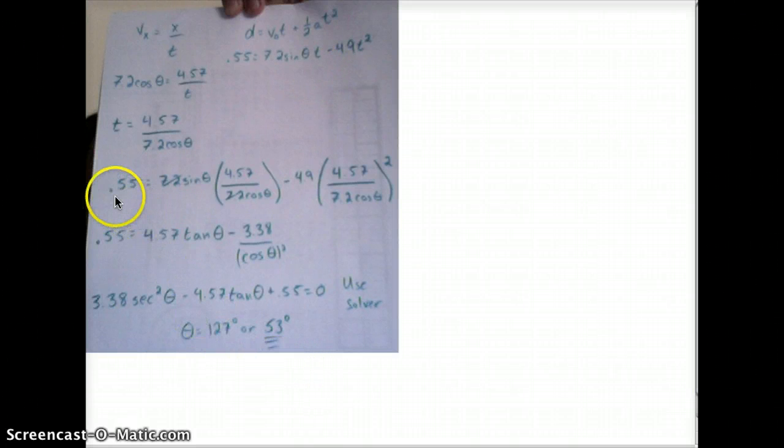After I've done that, I have 0.55 equals, the 7.2's cancel, and I know sine over cosine is tangent theta, so I rewrite that as 4.57 tangent theta. And then I have this value, which if I do a little bit of 4.9 times 4.57 squared divided by 7.2 squared, I should get 3.38 over cosine theta squared. And of course, 1 over cosine theta squared is the same as secant squared. And I get this function that honestly I used solver for.